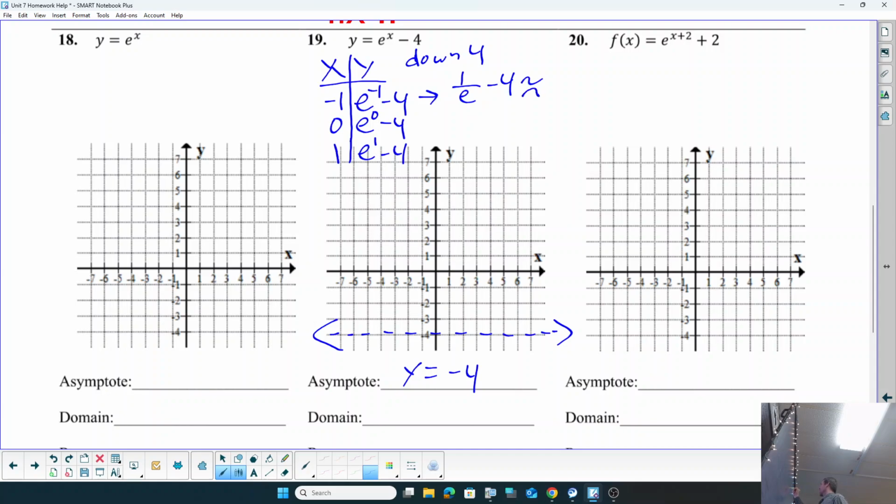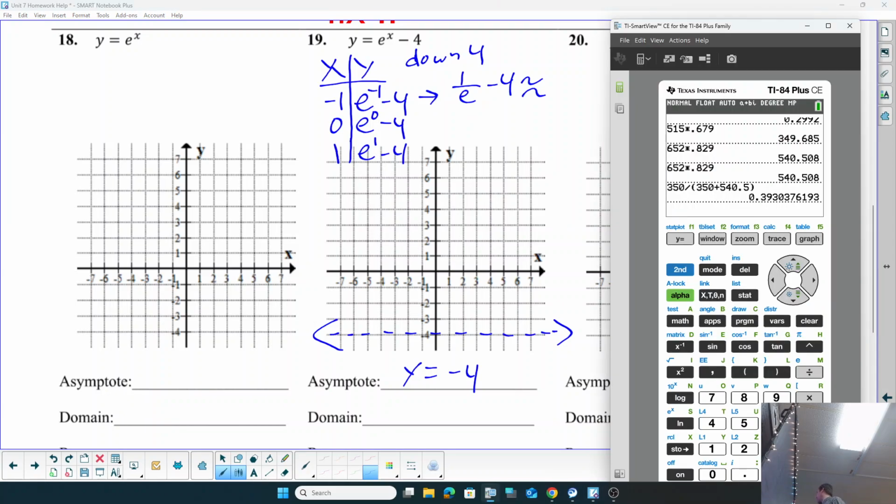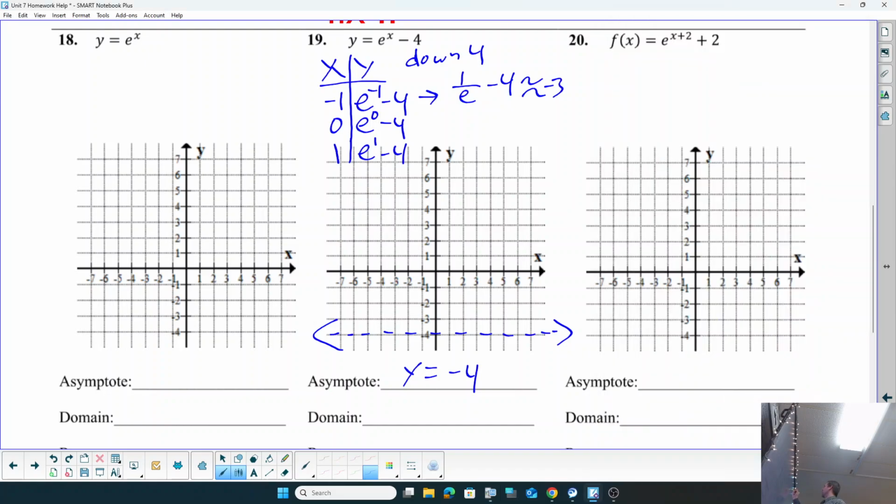That's going to be approximately 1 divided by e to the first power, so second ln is what I'm pushing there, minus 4. And so -3.63. So we have -1, and then down to -3.63 is right about there. And then e to the 0 power, anything to the 0 power is just a 1. And so that's going to be -3. So there's our y-intercept. Our y-intercept is at (0, -3).